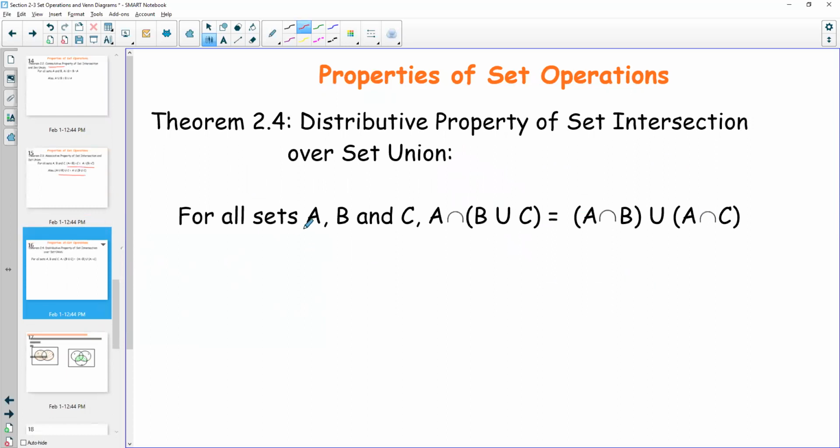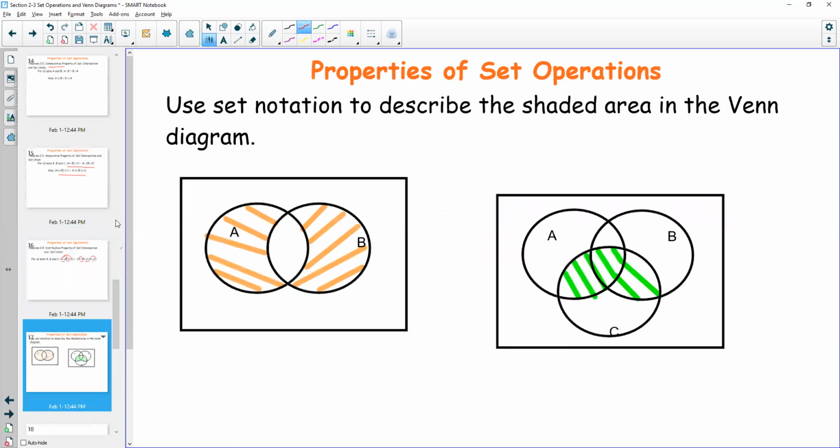You can also distribute, just like we would. So A and B or C is the same as A and B or A and C. Notice how the symbols go here. The other thing is we can describe pictures like this using set notation. So pause for a second and see if you can use some of the properties and the tools we've used to this point to describe these sections. You might just take it one part at a time. Do take a second.